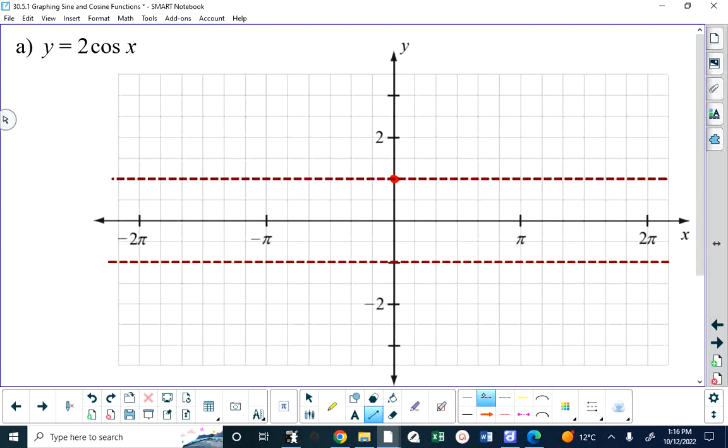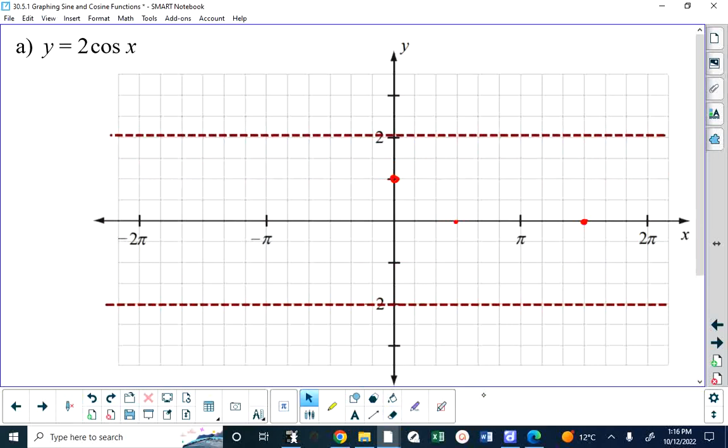The only thing that 2 does when we multiply cos by 2 is it stretches things vertically by a factor of 2. All these x-intercepts are going to stay the same. The only thing that's going to change is this is going to go down to -2, this is going to go up to +2, and the start point will be there.